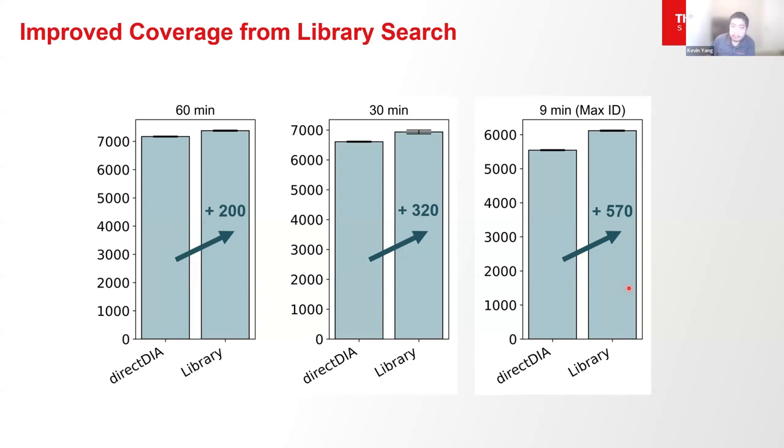Think about a situation when you have a very exciting project where you're running and you want to see the results really quick. If you have a library, you can see the results in less than an hour after you acquire the raw data on the Orbitrap instrument.